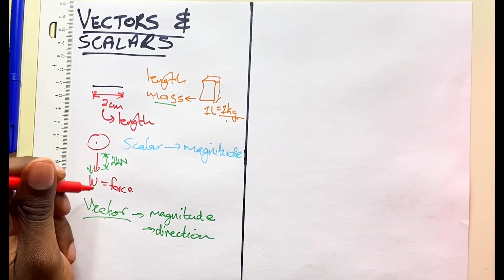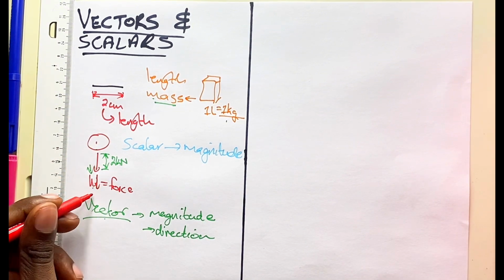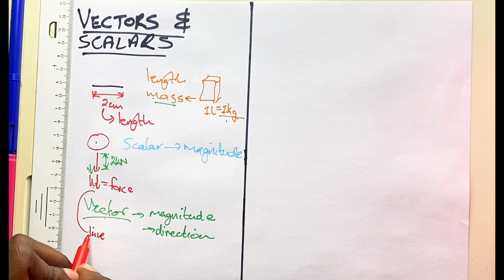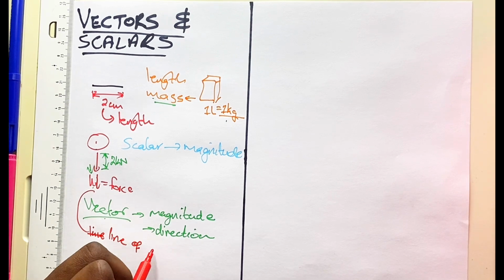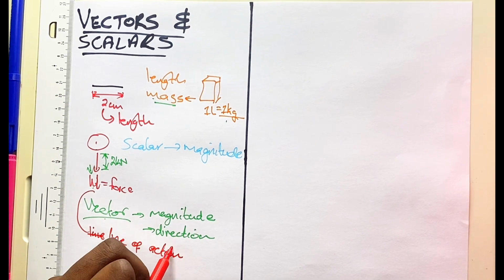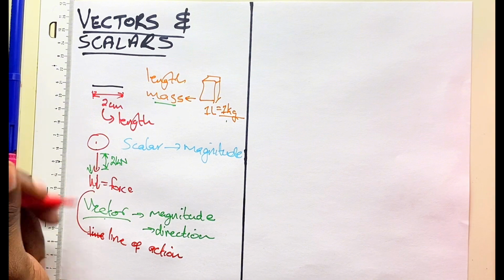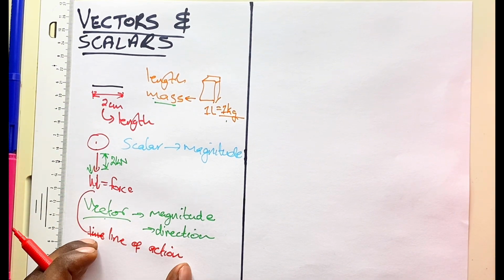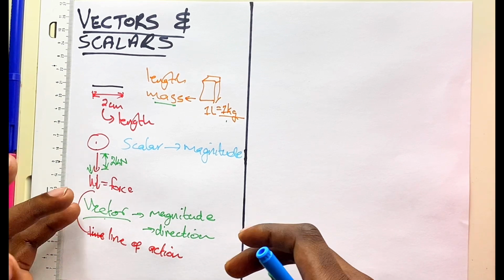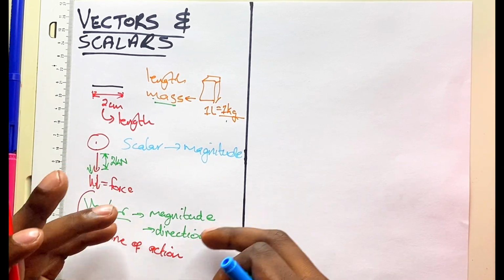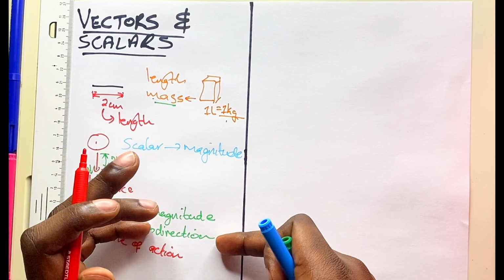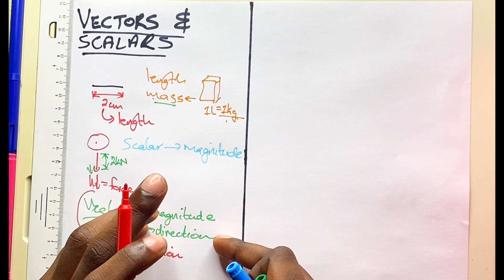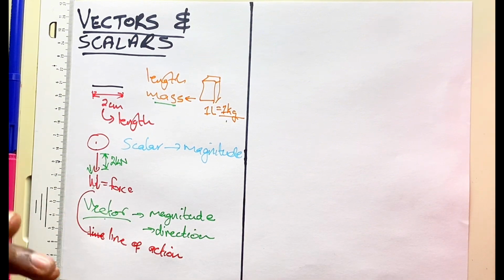This direction that the force is acting on, we call it a line of action. So I'm not saying a vector is magnitude and a line of action, but I'm saying it has a magnitude and a direction, and then that direction follows the line of action.